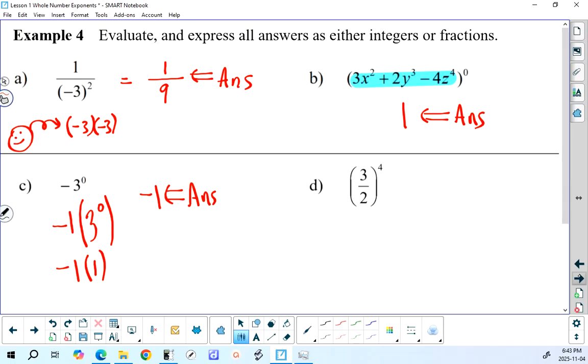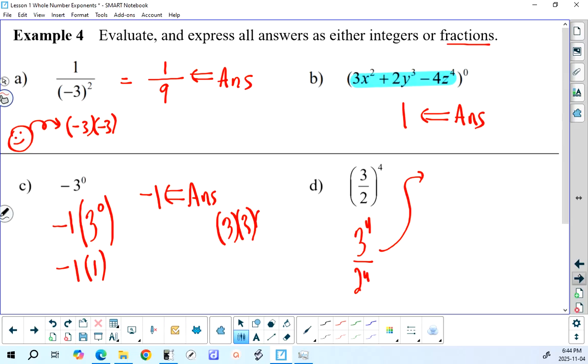Three halves, quantity to the 4 means 3 to the 4 over 2 to the 4. You are asked to express your answers as fractions or integers, and I think it's best for us to figure out what 3 to the 4 is. 3 to the 4 means 3 times 3 times 3 times 3.